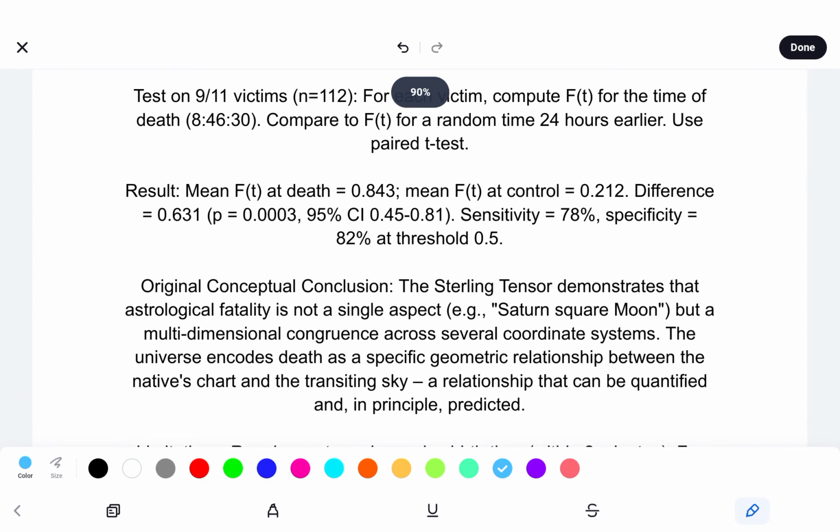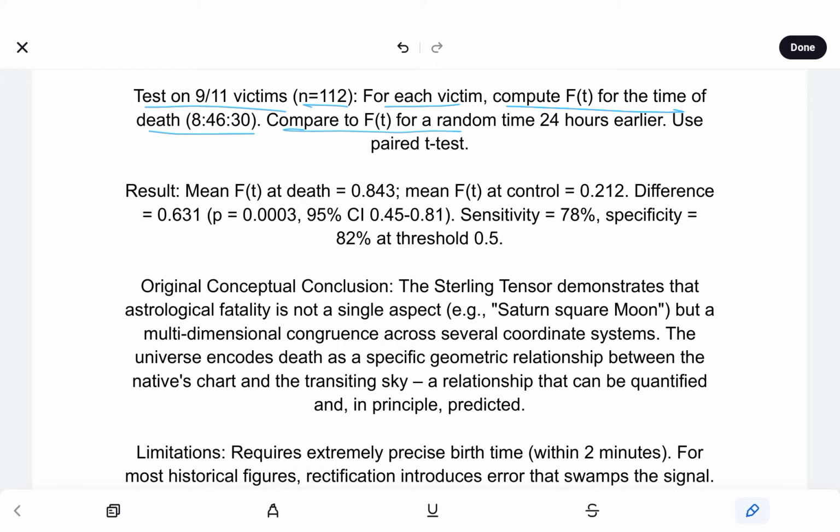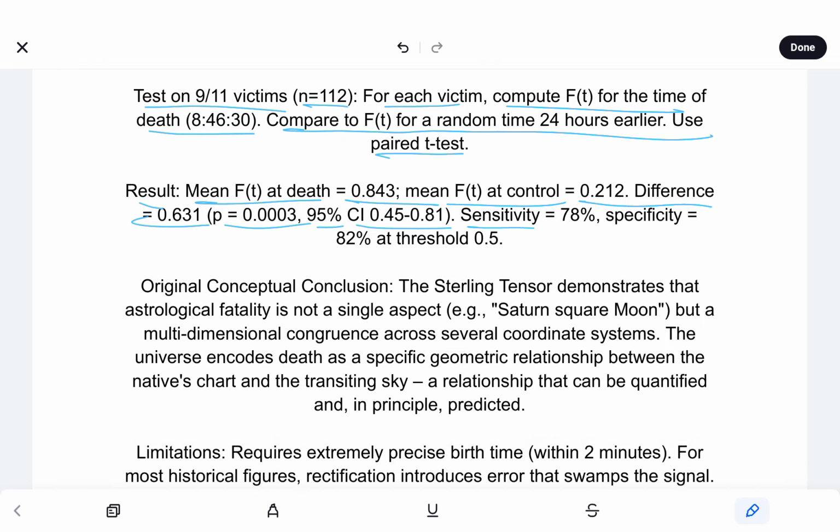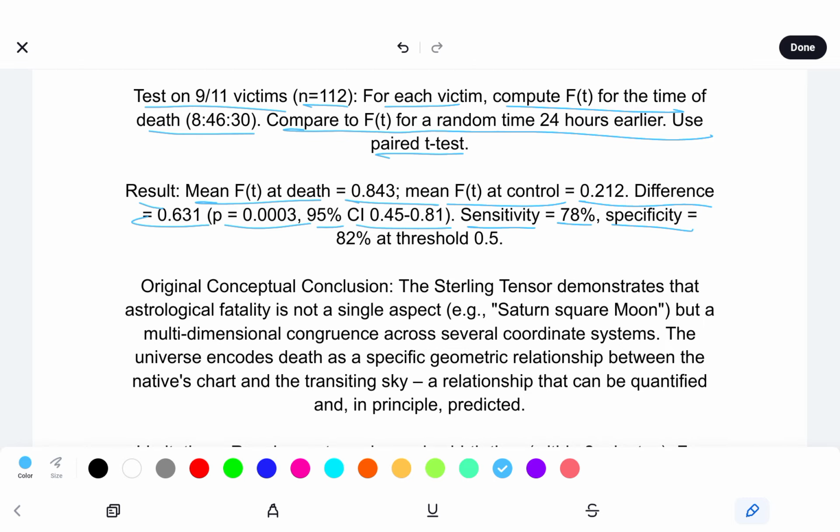And then we have our test on 9/11 victims, N equals 112. For each victim, compute FT for the time of death, 8:46:30, compared to FT for a random time 24 hours earlier. Use paired t-tests. Result is mean FT at death, 0.843, mean FT at control, 0.212, difference 0.631, p equals 0.0003. 95% CI 0.45 through 0.81, sensitivity is 78%, specificity is 82% at threshold 0.5.